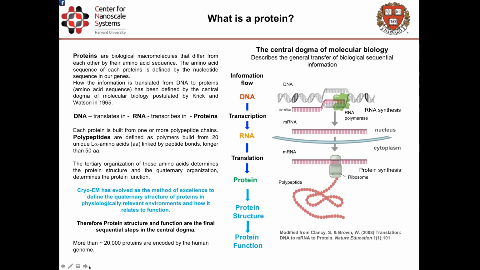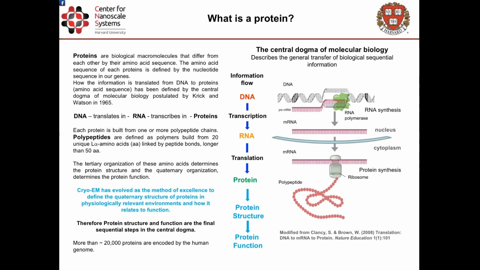their amino acid sequence. This amino acid sequence is defined by the nucleotide sequence in our genes. From this point of view, protein structure is the last step in the central dogma of molecular biology, which means the information flow of basically how life is constructed: we start from the DNA, information is transcribed into RNA, information is translated into protein, but this is not sufficient for us to function. Protein has to have a structure, and then this structure translates in the last step to protein function.